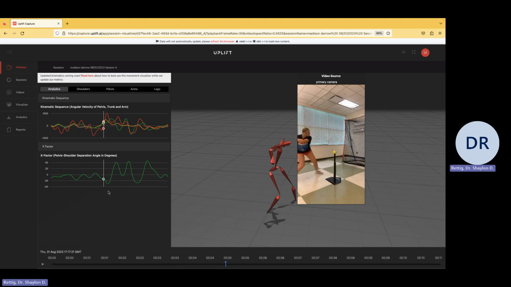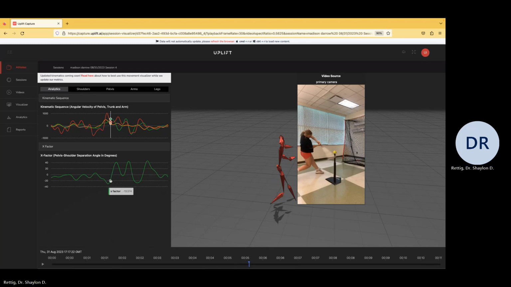So right here, roughly 13, and at the most, yeah, 30. All right. Do some quick math here, and so that's an X factor of 27. And so ideally we want you in the 25 to 35 range.